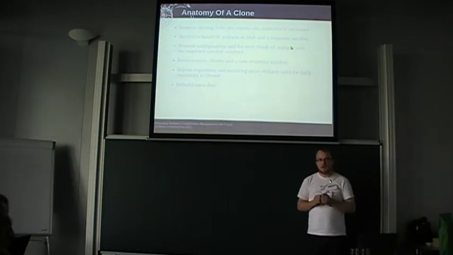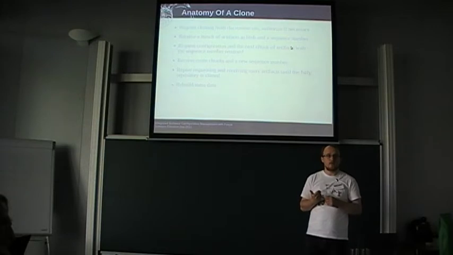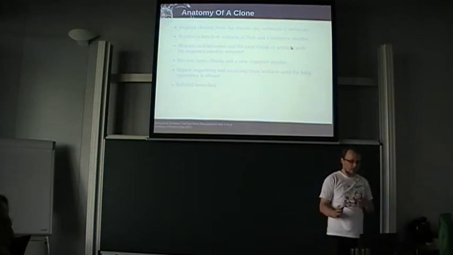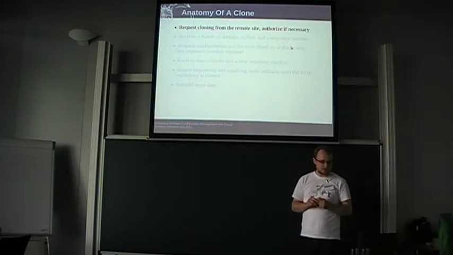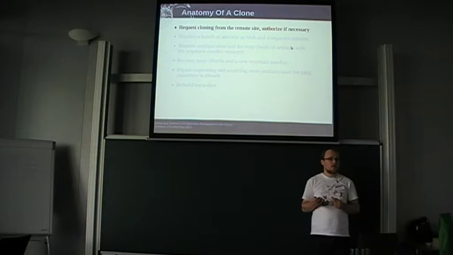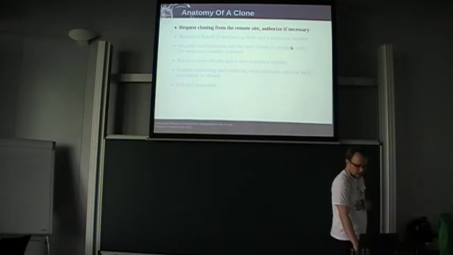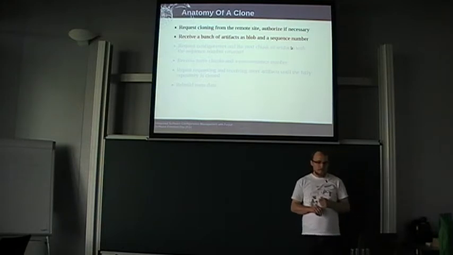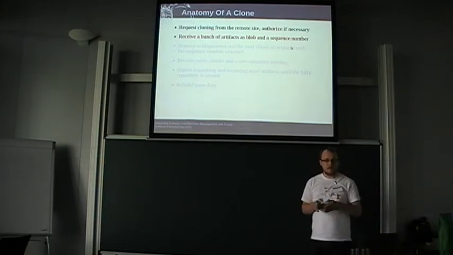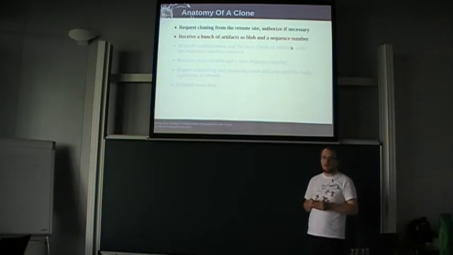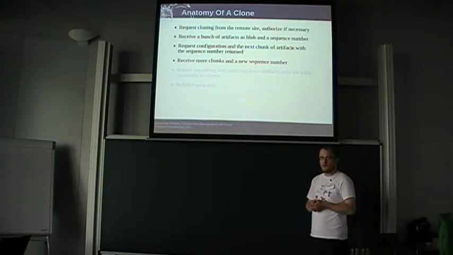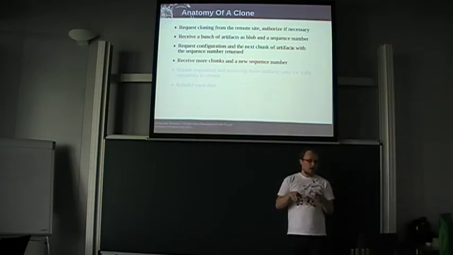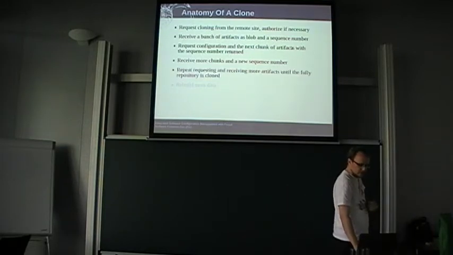The first thing you're normally doing when working with an existing project is you clone the source. So what is happening then? Fossil sends a request for cloning to the remote site, and it may get a request for authorization back if cloning is not allowed for an unprivileged user. If this was successful, it may receive a bunch of artifacts as blobs and a sequence marker to continue. And it will also request the configuration data next. And this ping pong goes on and on until everything is received.